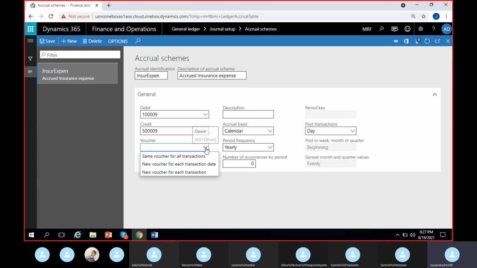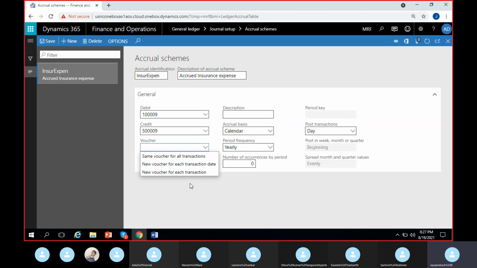Then I'll select a voucher. Here, same voucher for all transactions. Normally, if we apply the accrual scheme, it will post each transaction for a single month. So whatever selection we make, monthly or daily, it will post transactions accordingly. I'll select monthly. So every month it will post one voucher.